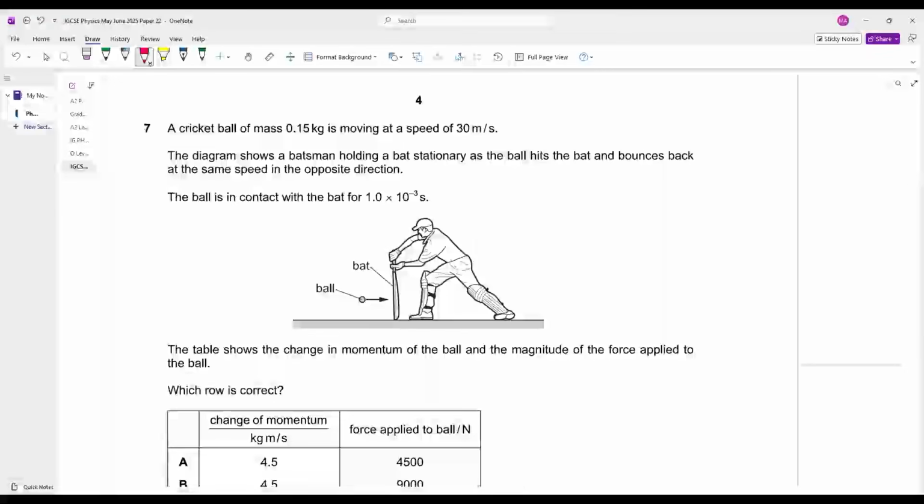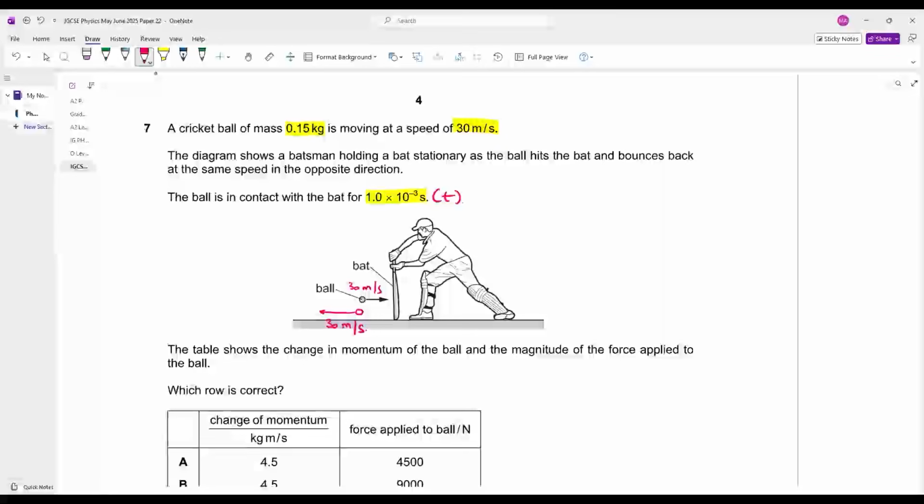Let's further see. A cricket ball of mass 0.15 kg is moving with a speed of 30 meters per second. ठीक है भाई, ये cricket ball है जो कि move कर रही है with a speed of 30 meters per second. Okay. The diagram shows a batsman holding a bat stationary as the ball hits the bat and bounces back at the same speed in the opposite direction. ठीक है भाई, बॉल आपकी सेम स्पीड में ऑपोजिट डायरेक्शन में बाउंस बैक कर रही है विद अ स्पीड ऑफ 30 meters per second. The ball is in contact with the bat for this amount of time. This is your contact time.